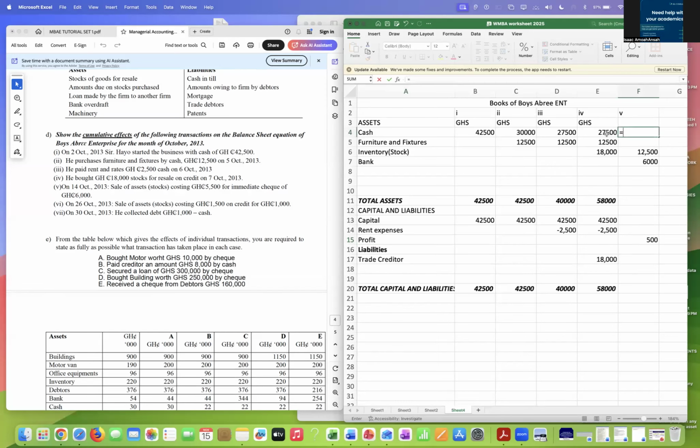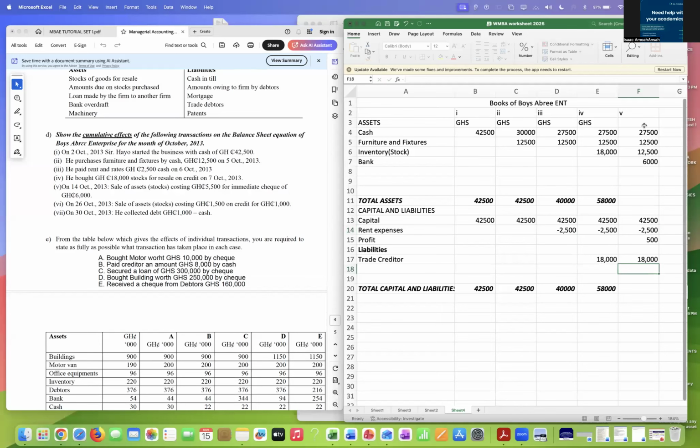All right. The rest of the items would all stay the same. This transaction didn't bring in any cash. It brought only check, not cash. It didn't take away or bring any furniture fixtures. Our capital stays the same. Didn't bring any contribution from owners. The expense that we incurred earlier was just with rent expense. It stays the same. We've only recorded a profit of 500. The trade creditors hasn't increased, neither has it decreased. So it stays the same.